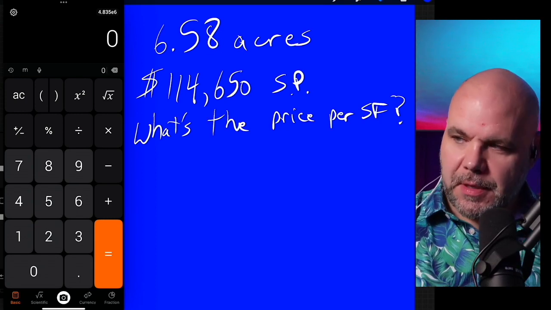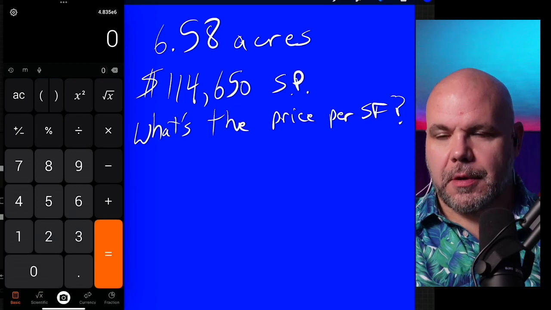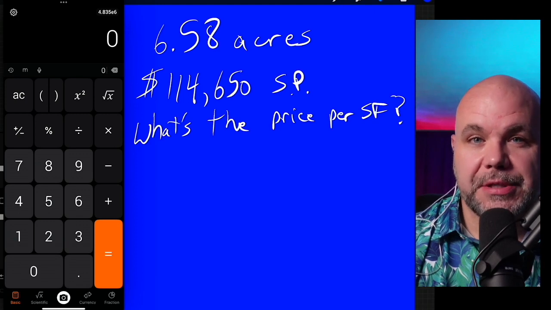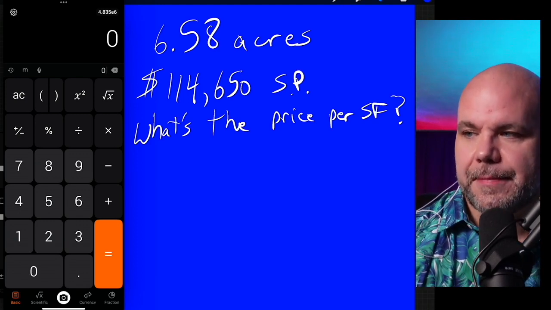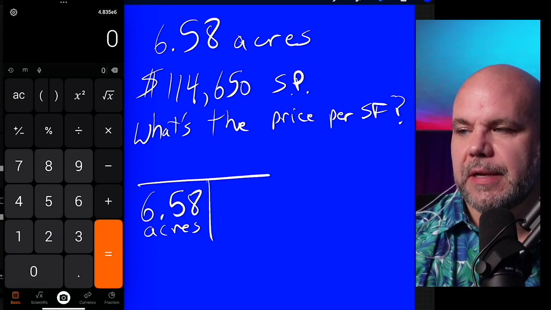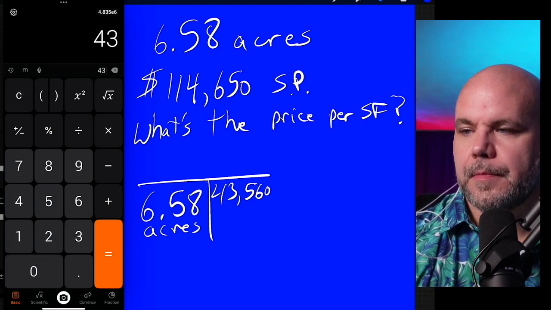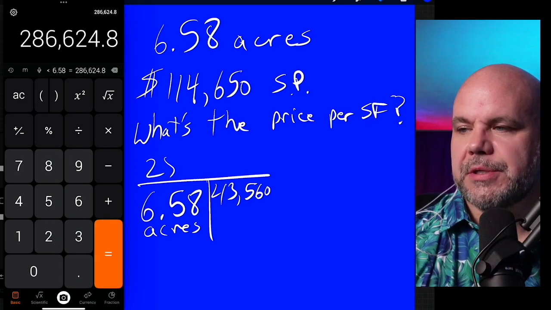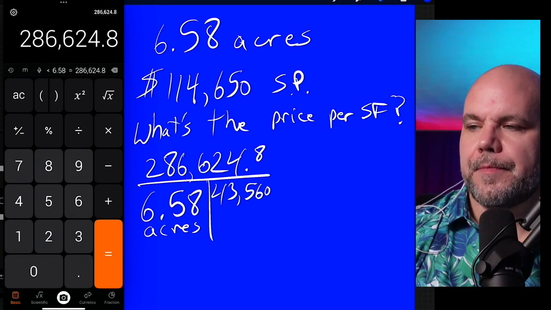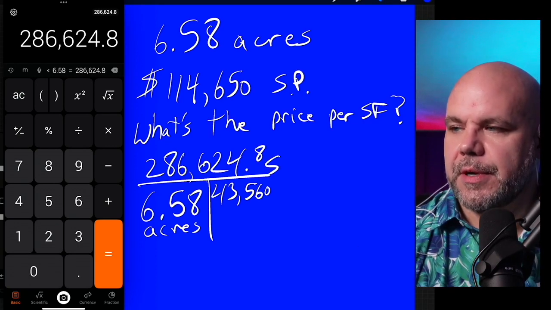Step one. If we know the price it's sold for, and we know the acres, but we're asked for the price per square foot, we need to turn that acreage into square feet. So let's start with that. To turn acreage into square feet, we multiply it by the number of square feet in an acre, which is 286,624.8. That's how many square feet we're working with.